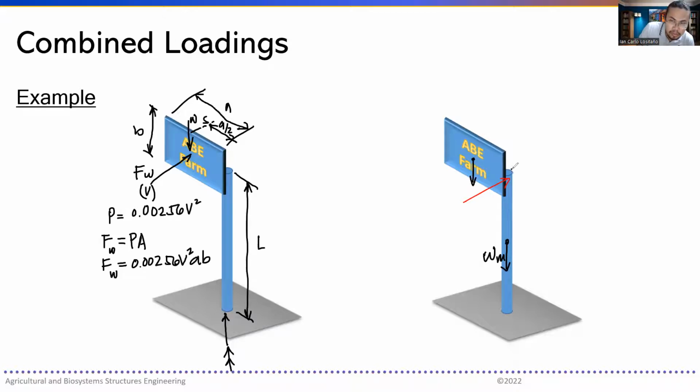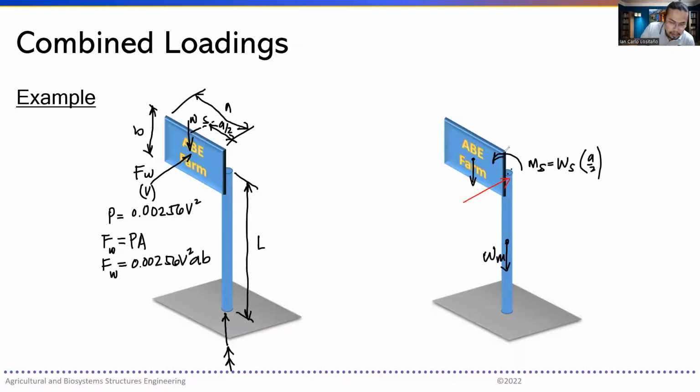So it's about the sign. There's going to be a moment about this point, the center. Ms equals Ws times a over 2. Oh, it's a over 2, okay.